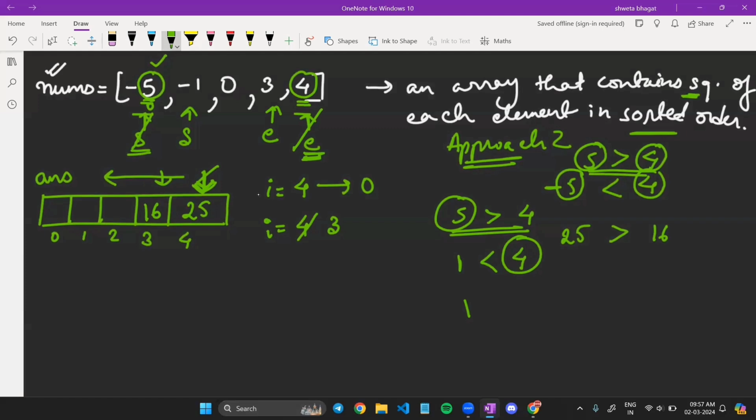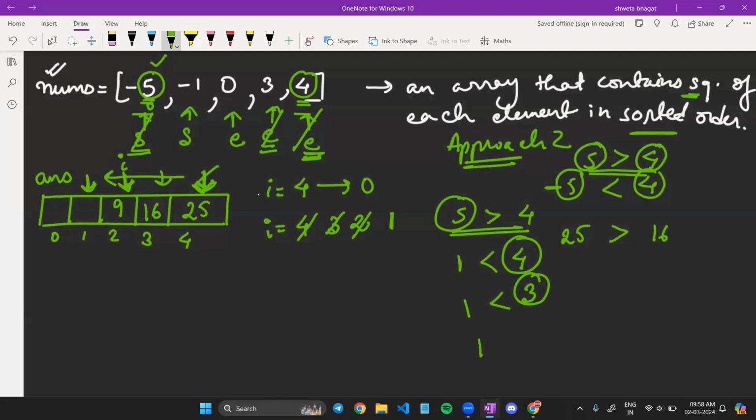Now we'll compare 1 and 3. Okay. So 3 is greater than 1, which means that the value present at end is greater than the value present at start. Correct. Now what we will do? By this time, our I would become 2 and this pointer is over here. That is, I is over here. And we will place the square of 3 because 3 is greater, right? So it would be 9 over here. So since the value at end was greater, now we'll decrement end. So we'll have end over here and our I will get decremented to 1. So now our I pointer is over here.